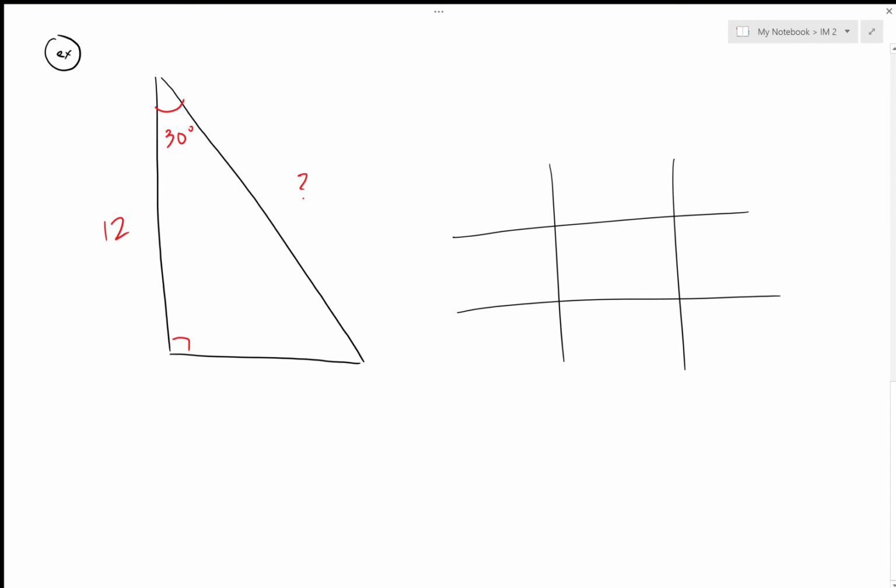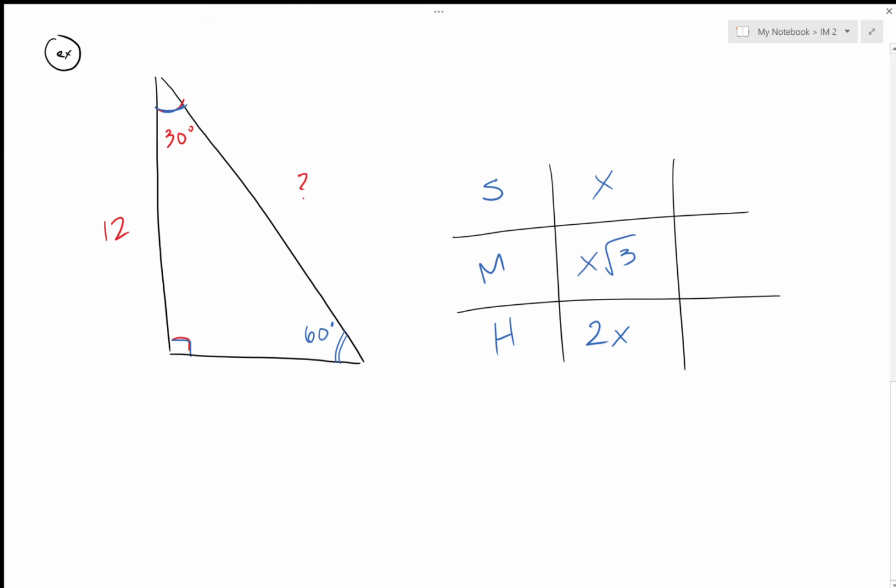Now I got to figure out what information to put in here. So let's see. I have a 90, I have a 30, and then just following the pattern, the only thing that can be left has to be a 60. You can use your 180 rule. So a 30, 60, 90. So I can look back to the beginning of these notes. The 30, 60, 90 is a small, medium, hypotenuse setup. And for a 30, 60, 90 we get x, x square root 3, and 2x.